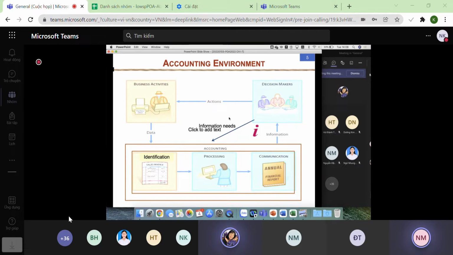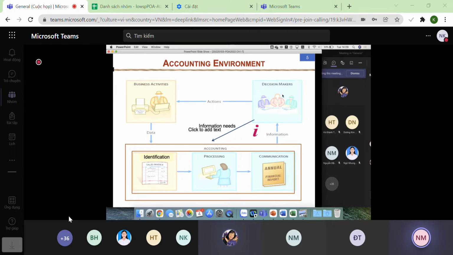So the first one is information needs here. The second one, data. The third one, information. And the fourth one is actions. We have 4 arrows here. Okay? And our course will develop this accounting environment for each component. We need to learn to understand each component here. Each box here.